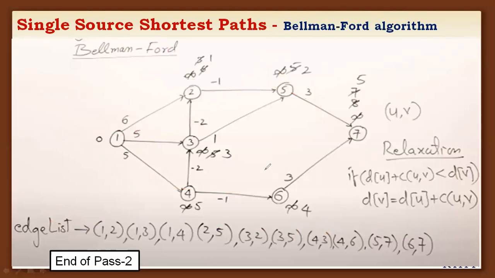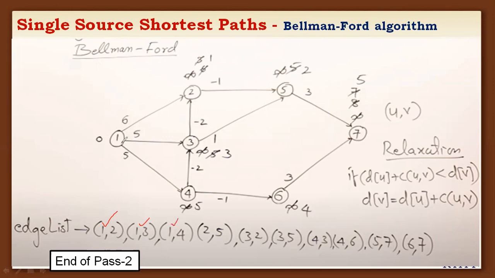Pass 2. So friends, in this pass we clearly observed that many changes occurred. Now we can once again apply the same edges to the given graph. After the end of pass 2, clearly observe 1 to 2: the cost is 0 plus 6, 6. Compare 6 with 1, 1 is smaller, so no change. 1 to 3: 0 plus 5, 5 compared with 3, 3 is minimum, so no change occurs.